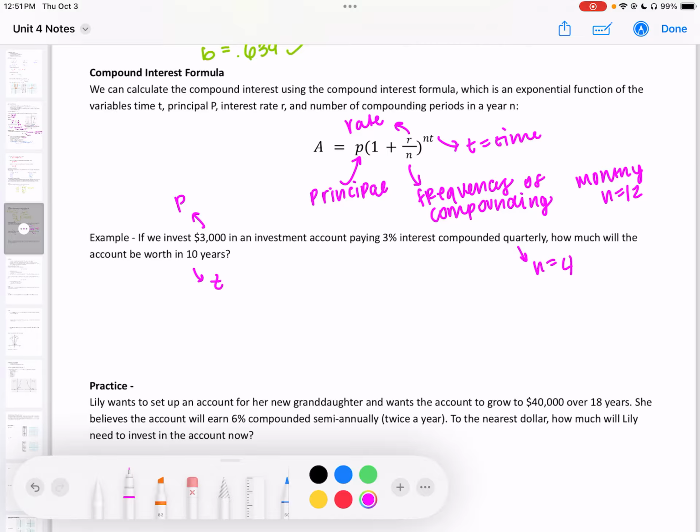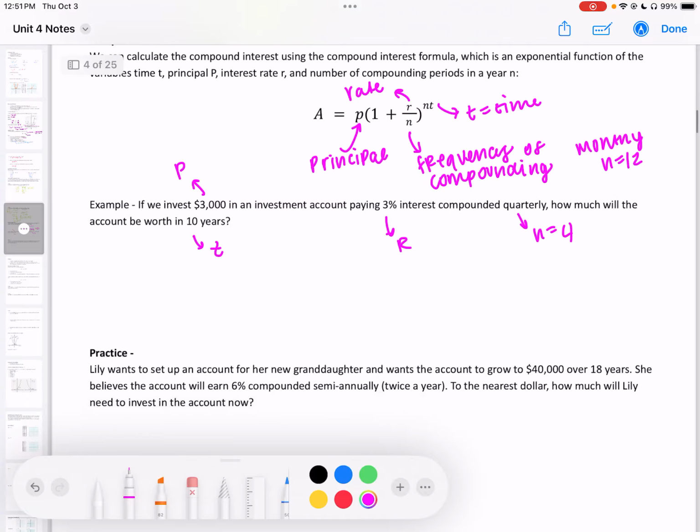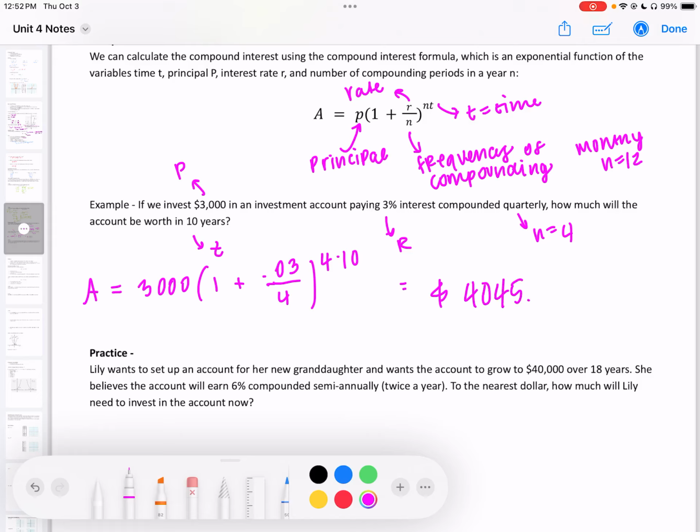Here's all of the information that we need. Okay, let's go ahead and plug that in. A is going to tell us how much money we have in the account. So we have 3,000 times 1 plus your rate, always, always, always as a decimal, divided by compounding of 4, to the power of 4 times 10. Okay, that leads us to A is 4045 with 5 cents.